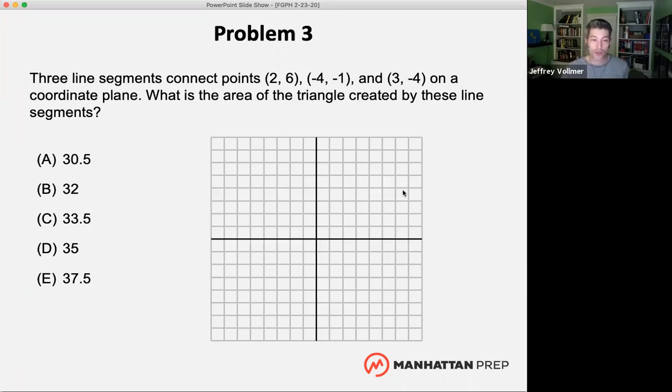So what I would do is I would just draw this out and kind of visualize this triangle a little better. Let's go ahead and put these points in here. 2, 6 should be here, -4, -1, and then 3, -4. There we are. Now let's just go ahead and connect the dots and make this triangle. Let's figure out the area of this triangle. So what kind of options do we have now?